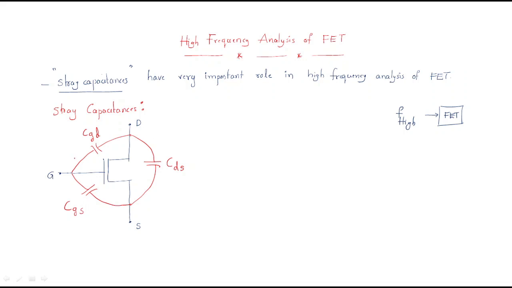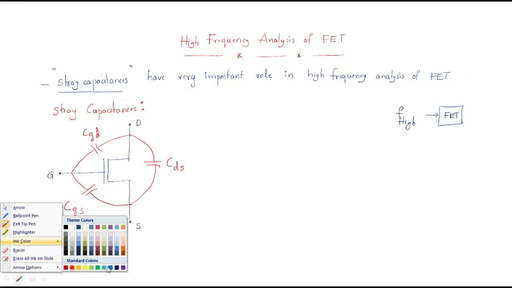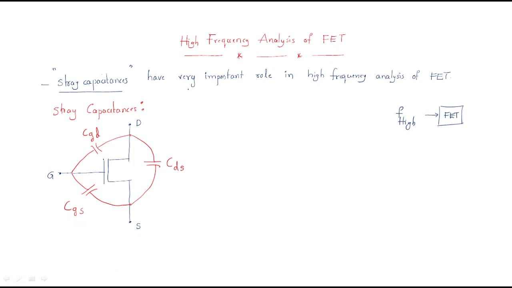So how will these capacitances act for the high frequency analysis? We will look at it here. For example, at low frequency, what is the frequency? Frequency tends to 0, not exactly 0, tends to 0. What about XC? XC becomes infinite. For low frequency, it doesn't allow the signal, so the circuit acts as an open circuit.